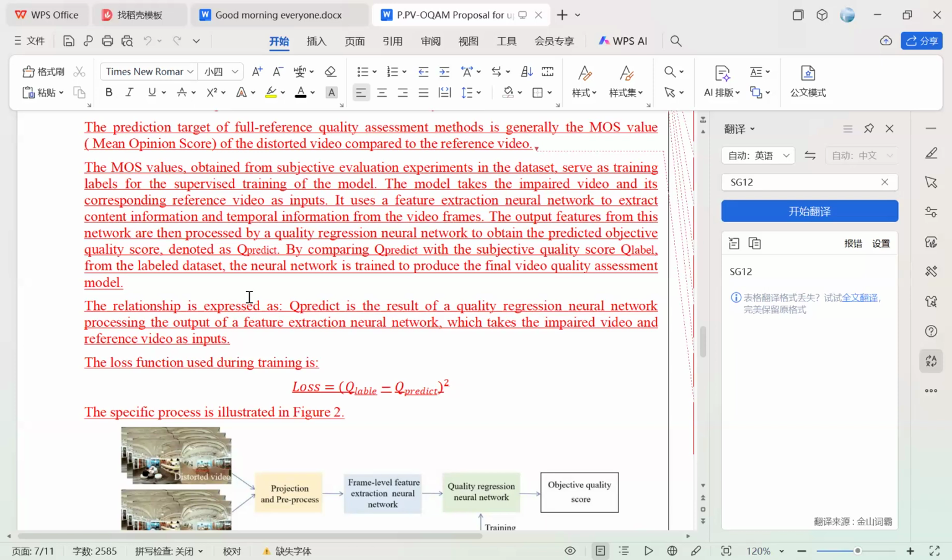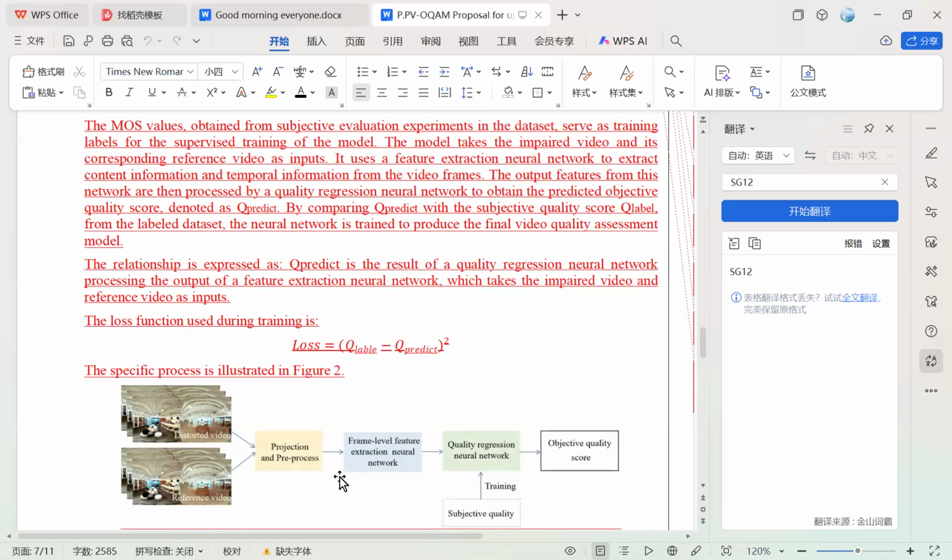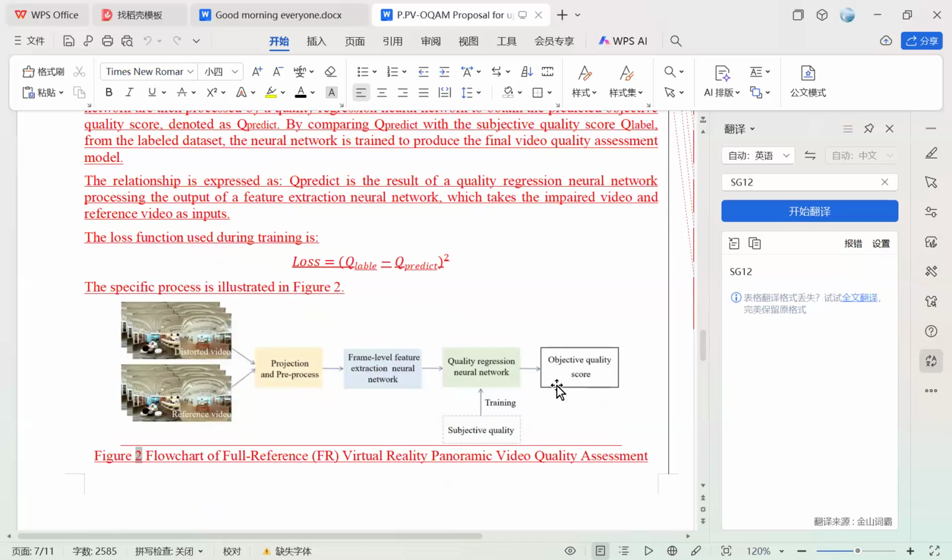The model takes the impaired video and its corresponding reference video as input. It uses its feature extraction neural network to extract content information and temporal information from the video frames. The output features from this network are then processed by a quality regression neural network to obtain the predicted objective quality score. We call this the Q-predict. We also give a loss function. The loss function is to minimize the difference between Q-predict and the Q-label.